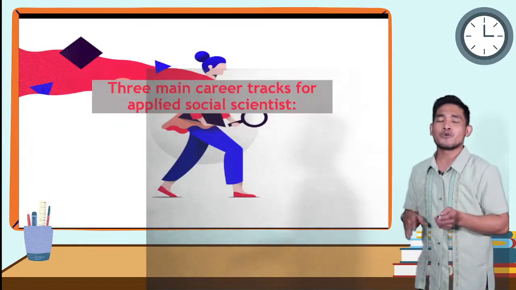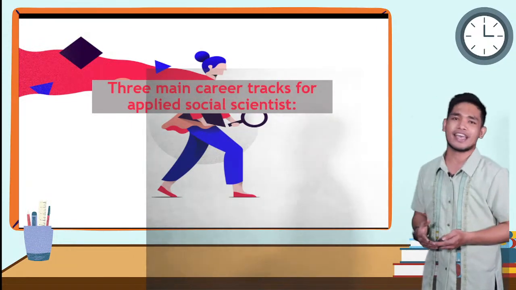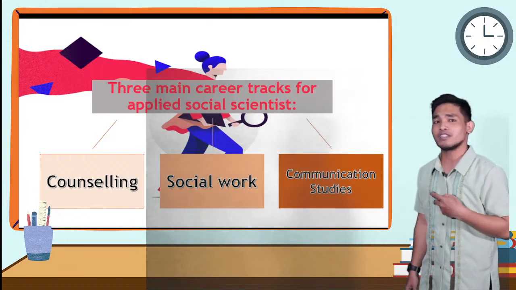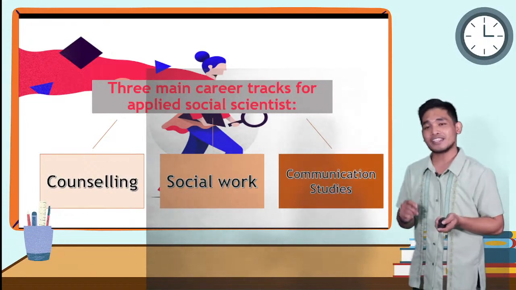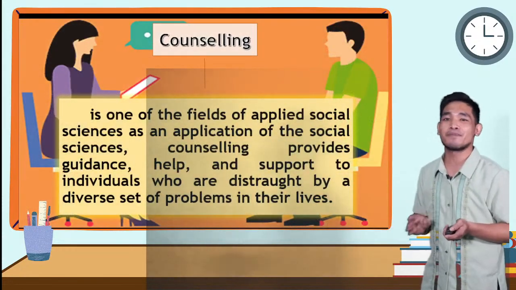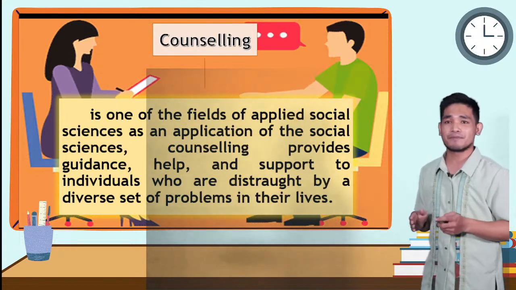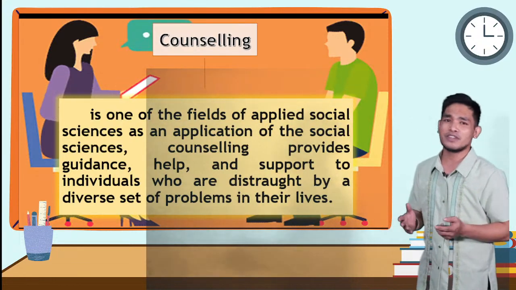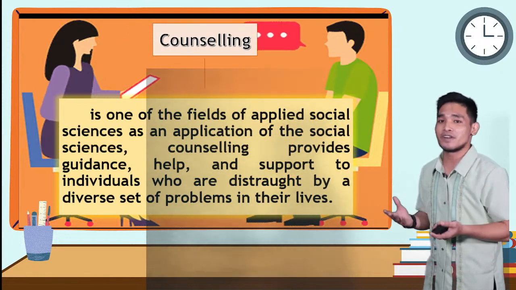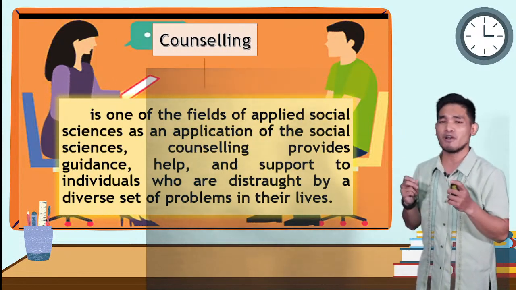All right? So we have here the three main career tracks for applied social scientists: counseling, social work, and communication studies. So let's talk about counseling. Counseling is one of the fields of applied social sciences. Counseling provides guidance, help, and support to individuals who are distraught by the diverse set of problems in their lives. So counseling is a form of talk therapy.